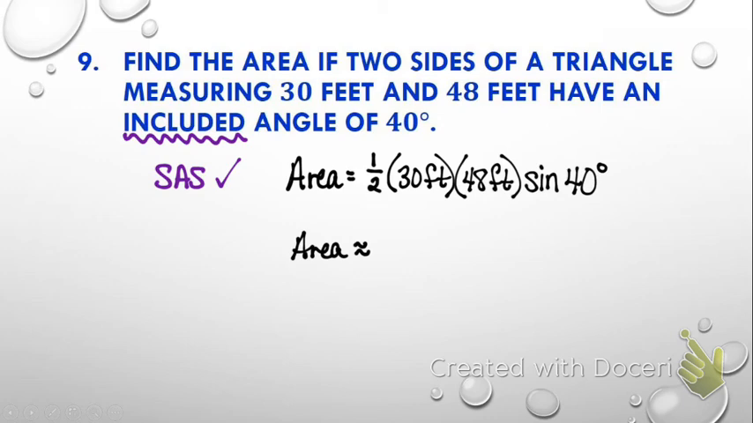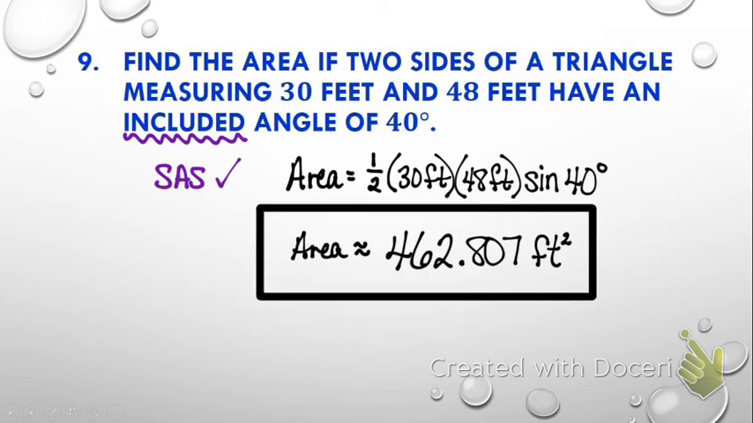What'd we get? 462. Give me the decimals. I want 3 after the dot. 807. Do we need units? Feet squared. One more problem and we'll call it a day. Are these easier? Good. Knowing when to use it is really important. Side angle side. So even though we're using sine instead of cosine, side angle side is what we're looking for here. Same thing that I need when I'm using law of cosines.